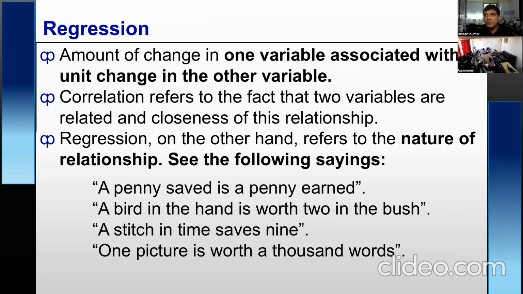Now we can try to see the meaning of regression. A penny saved is a penny earned. Penny is a currency, money. So if you save 1 Afghani rupee, that means you have earned 1 Afghani rupee. So there is some mathematical, numerical relation. A bird in the hand is worth 2 in the bush. A stitch in time saves 9. One picture is worth 1,000 words.